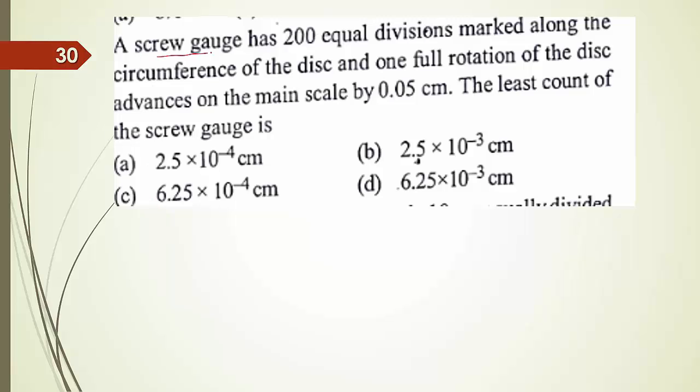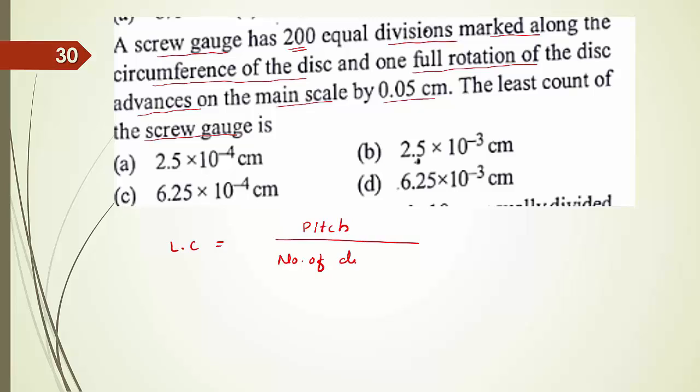30th question. A screw gauge has 200 equal divisions marked along the circumference of the disc, and one full rotation of the disc advances on the main scale by 0.05 centimeter. The least count of the screw gauge is. Remember, the least count of the screw gauge is determined by the formula: least count LC equals pitch divided by the number of divisions on the circular scale.